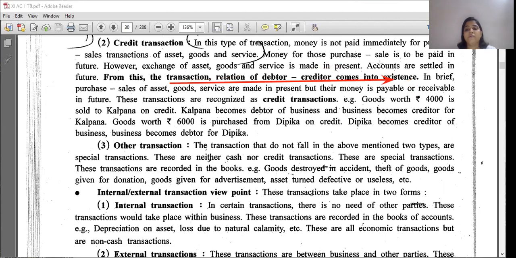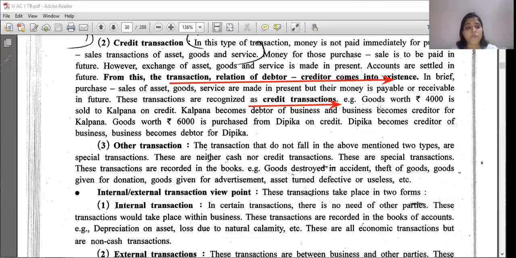Is it clear? From here, the debtor and creditor relationship comes into existence, because the person purchasing goods has purchased on credit, so he becomes a debtor of the seller. Right? So in brief, purchase and sale of assets, goods and services are made in the present, but the money is payable and receivable in future. These transactions are recognized as credit transactions.